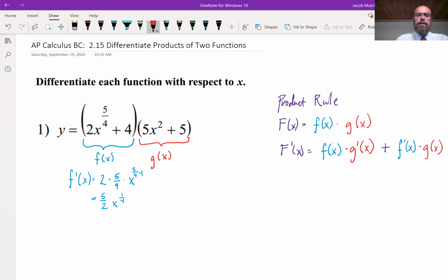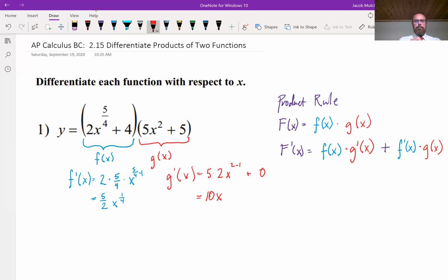I also want to find the derivative of g of x. So similarly, I'm going to apply these simple derivative rules. 5x squared becomes 5 times old power 2 as a coefficient, x to the power of 2 minus 1. And then the derivative of the constant 5 is 0, so plus 0. And again, I'll reduce that down to 10x.